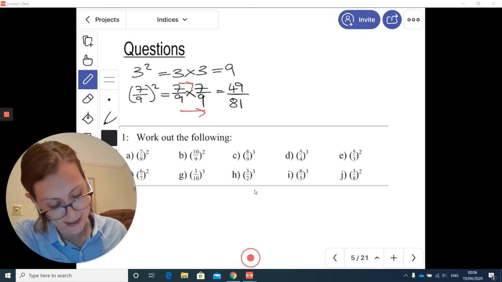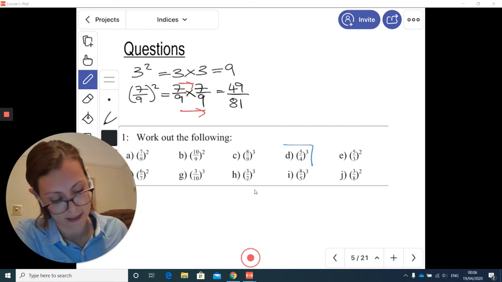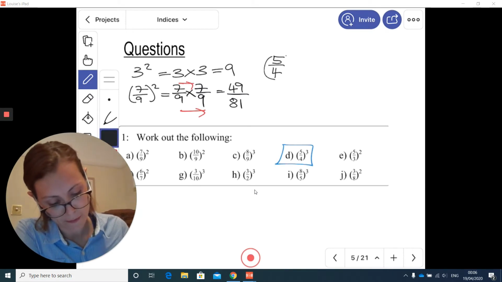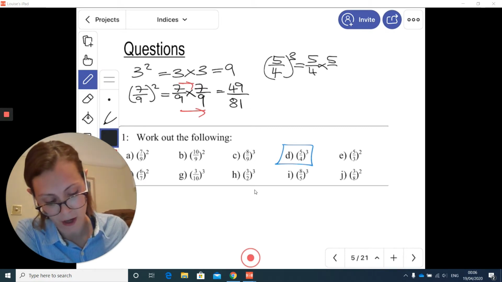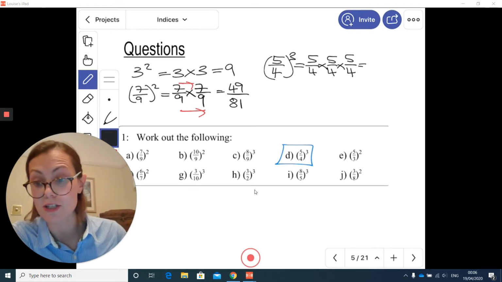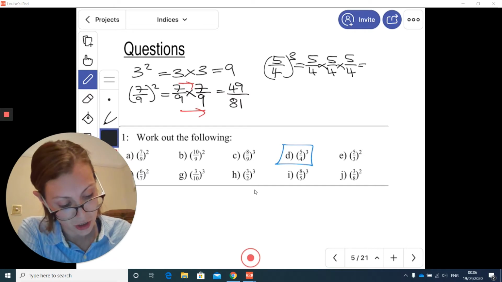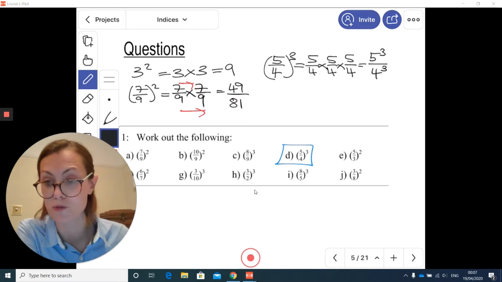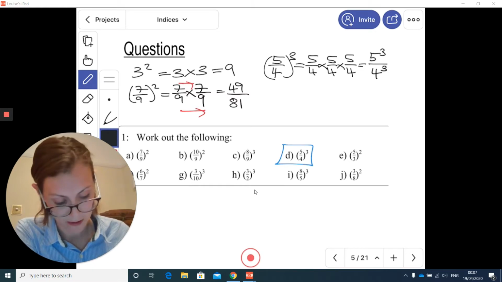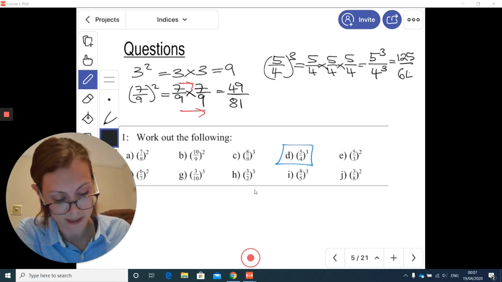Okay, and that works exactly the same even if you're cubing it. So if I pull D up, I've got 5 over 4 to the power of 3. So that is 5 over 4 times 5 over 4 times 5 over 4. So hopefully that should, again, coming back to index notation, show you that you can just cube the top number, because that's 5 cubed. Cube the bottom number, because 4 times 4 times 4 is 4 cubed. So I'm going to work that out, 125 over 64.